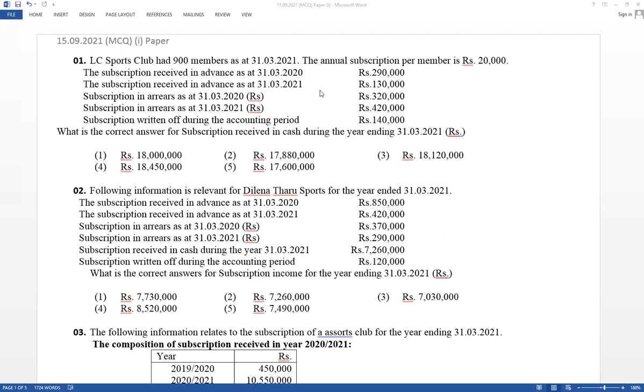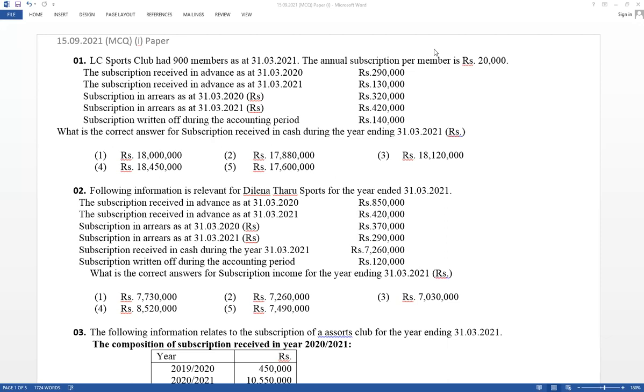Therefore, in the MCQ paper there are 50 questions available. Think, what is the 5-step model to recognize revenue based on SLFRS 15? The 5-step model to recognize revenue from contracts with customers has 5 steps to be applied. First one, identify the contract with customers. Second one, identify the performance obligations. Third one, determine the transaction price. Fourth one, allocate the transaction price. And last one, recognize revenue when the performance obligation is satisfied.